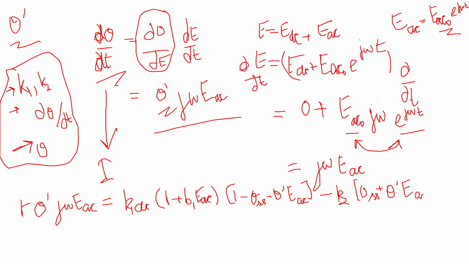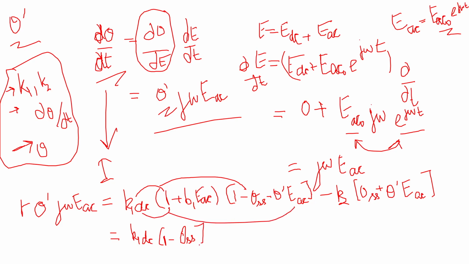Now what has to be done? Now things are simple. You have to open the bracket. Please do it, only then you will understand when you make a mistake. Otherwise, it will be difficult for you to solve the assignments. I'm just multiplying k1 dc into 1 into 1 minus theta ss. I'll always consider 1 minus theta ss together. 1 minus theta ss. Okay. The next one is k1 dc into 1 into theta dash EAC.